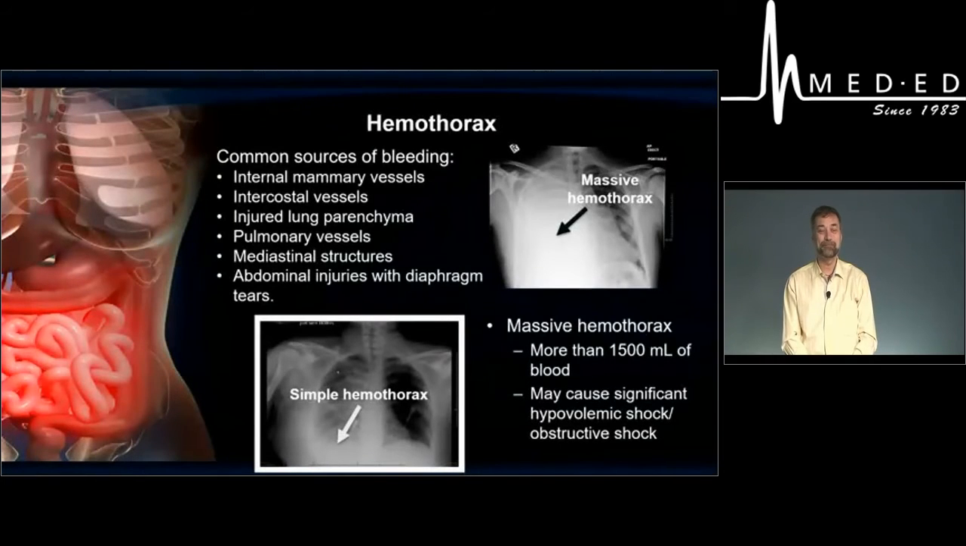Pretty cool, huh? All right, that's enough of pneumos. Now let's talk about hemothoraces. So on the screen, I've listed just some common sources of bleeding into the pleural space that can lead to a hemothorax. Now, a hemothorax can either be venous or arterial.